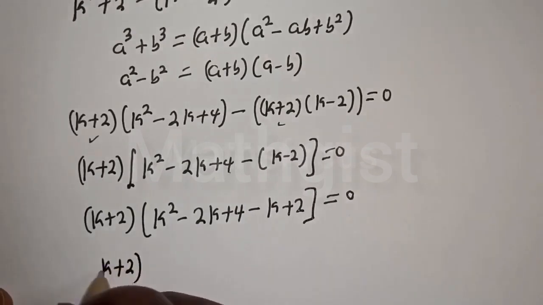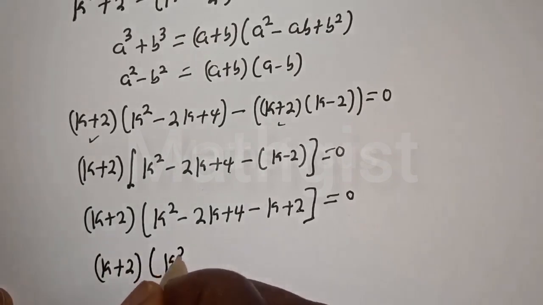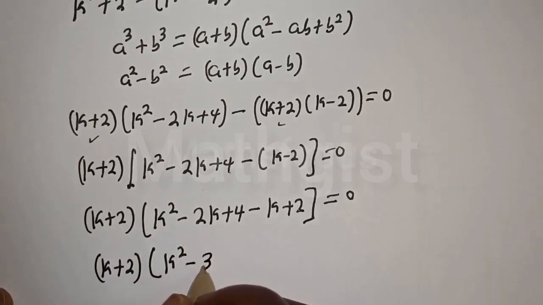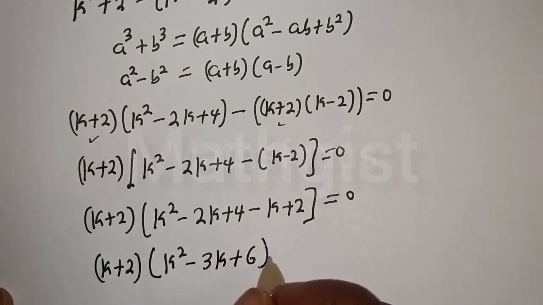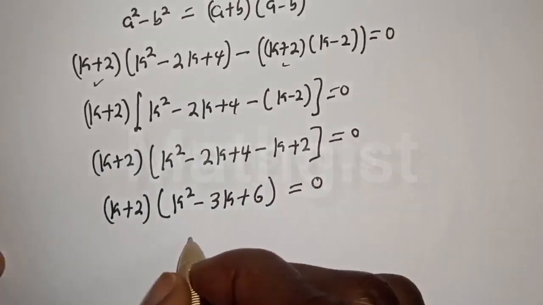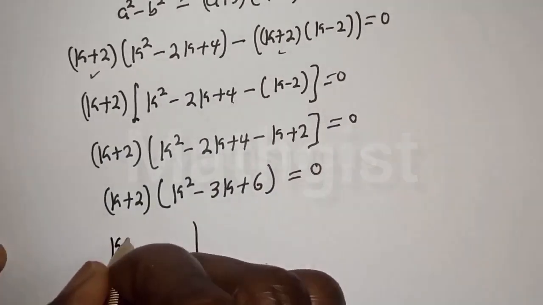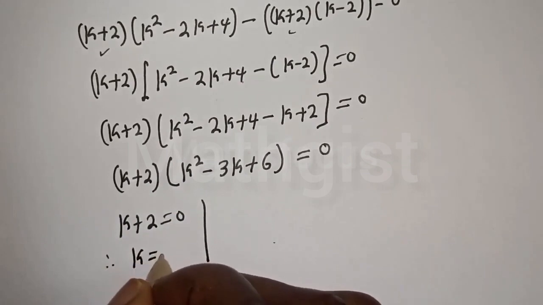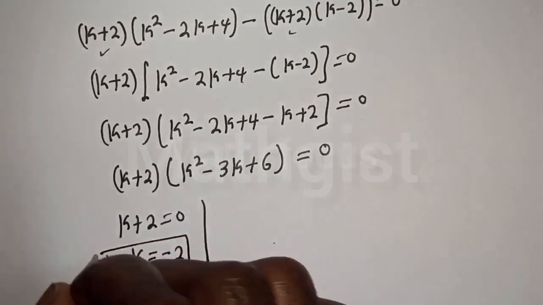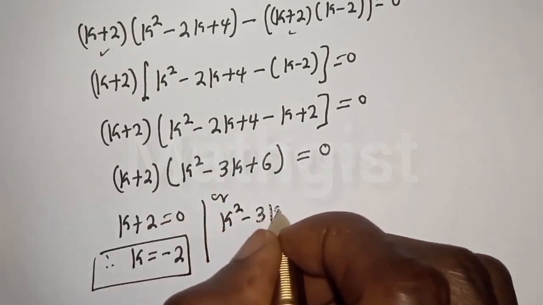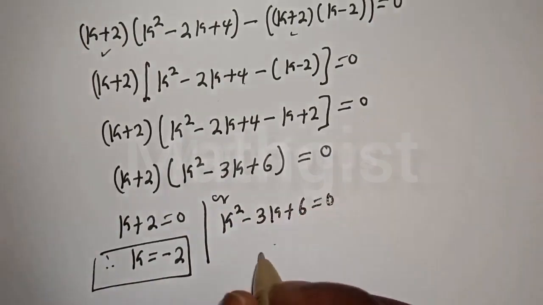k plus 2 bracket k squared minus 2k minus k, minus 3k, plus 4 plus 2, plus 6, is equal to 0. There are two cases here. The first case is k plus 2 is equal to 0. Therefore, k is equal to minus 2. Or the second case, k squared minus 3k plus 6 is equal to 0.